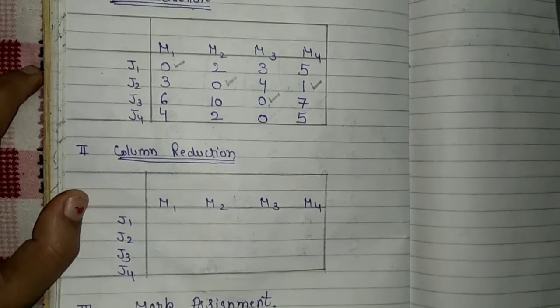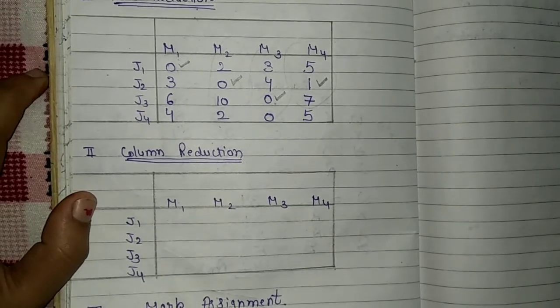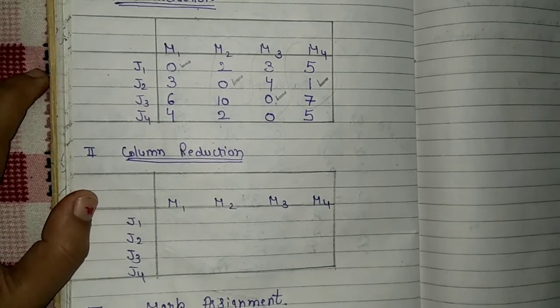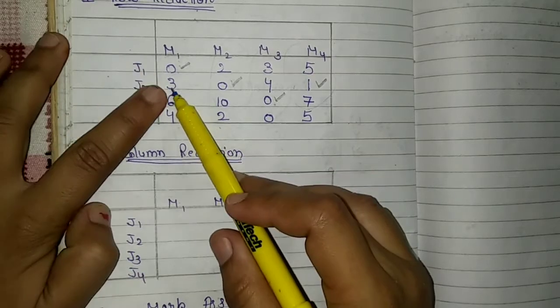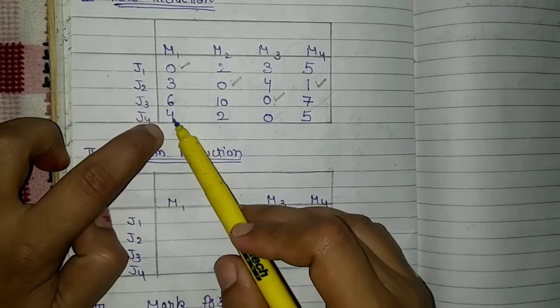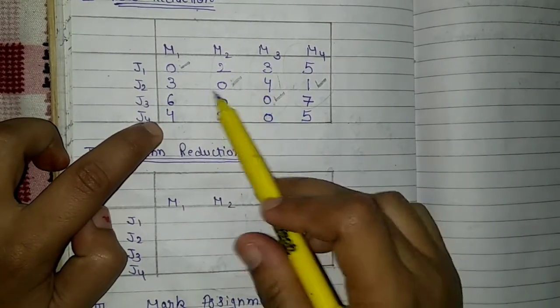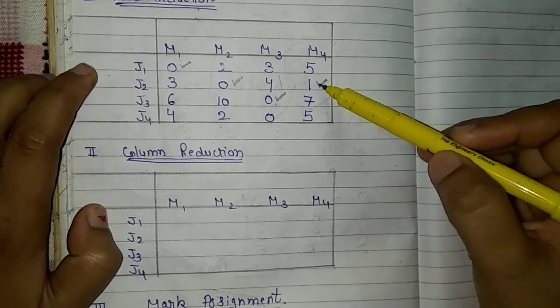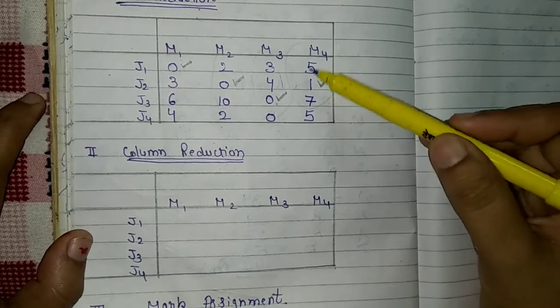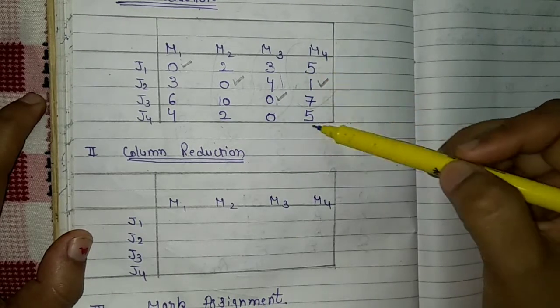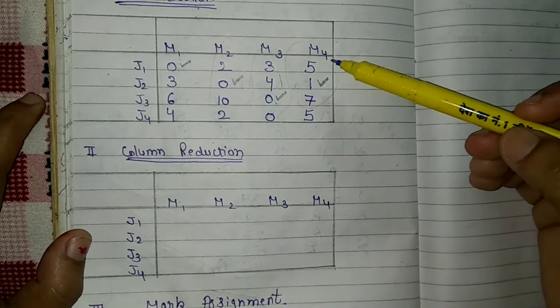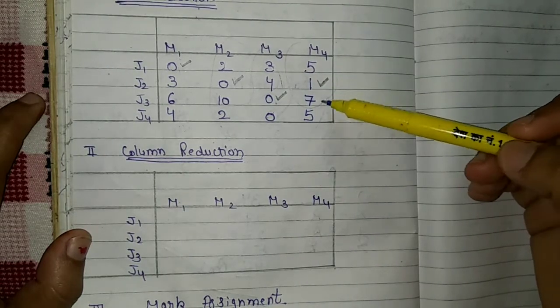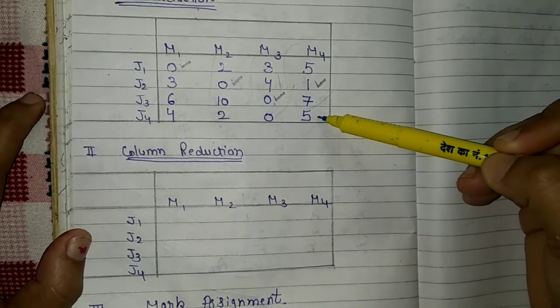Now, we subtract all these selected numbers from their respective column numbers. Like 0 minus 0, 3 minus 0, 6 minus 0, 4 minus 0. Same because 0 is minimum number in this column. Here 1 is minimum number. So we subtract 1 from each number of this column. 5 minus 1, 1 minus 1, 7 minus 1, 5 minus 1.